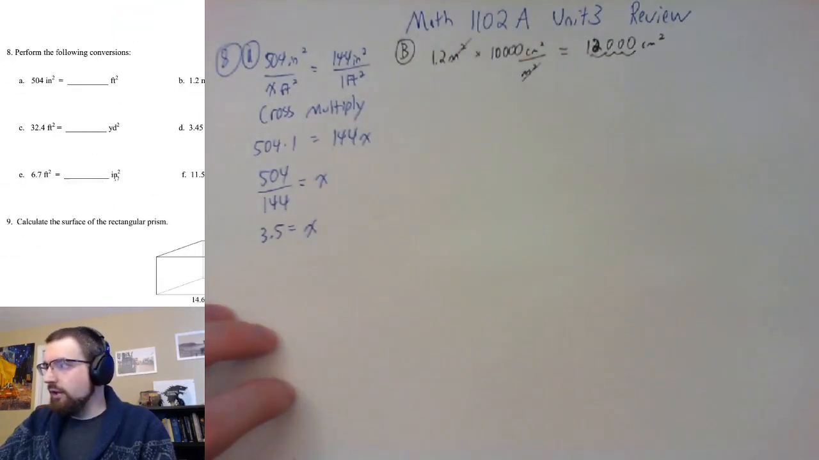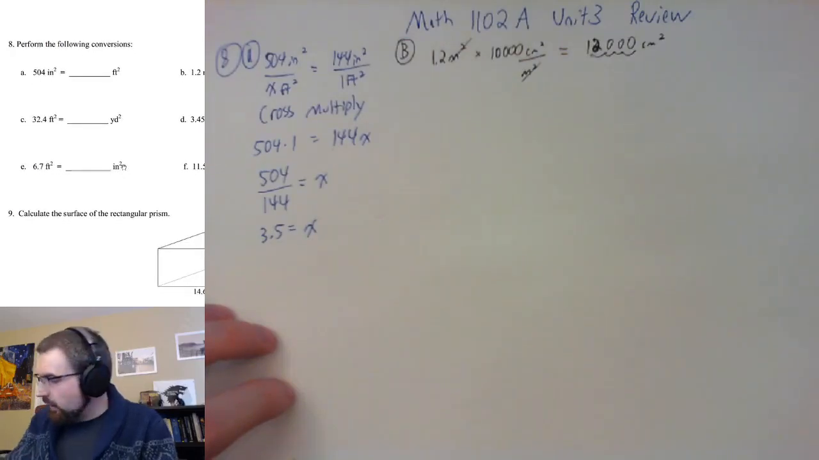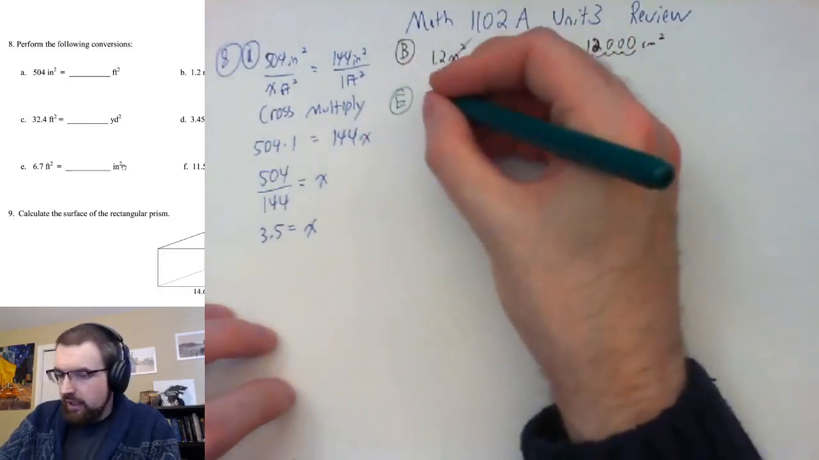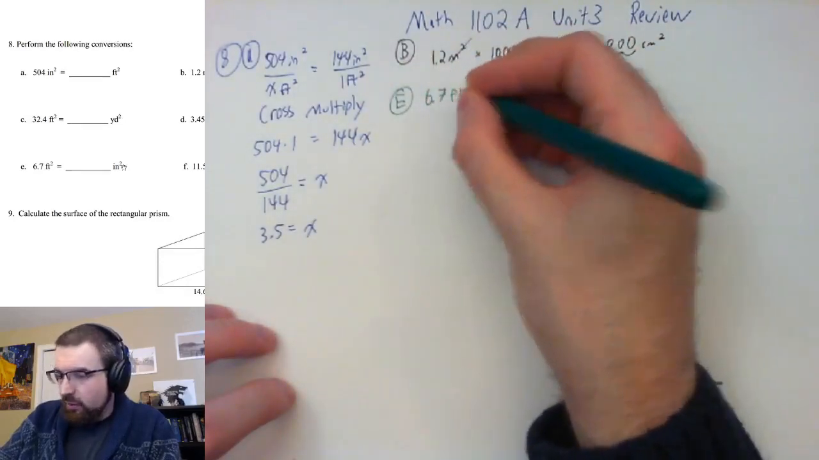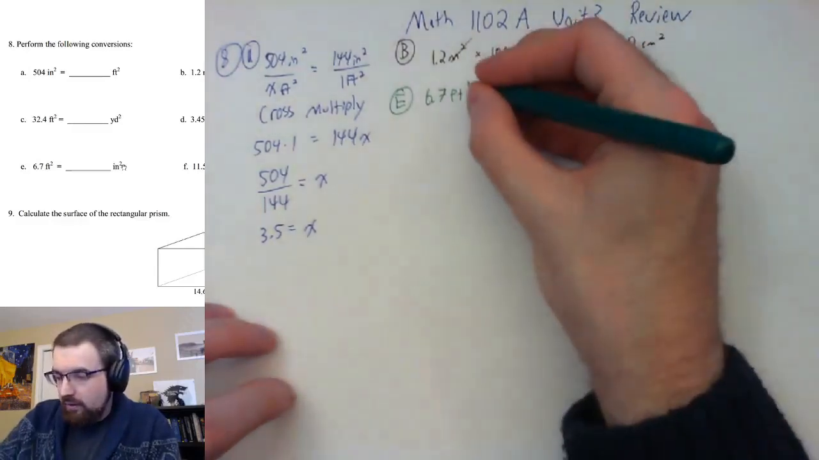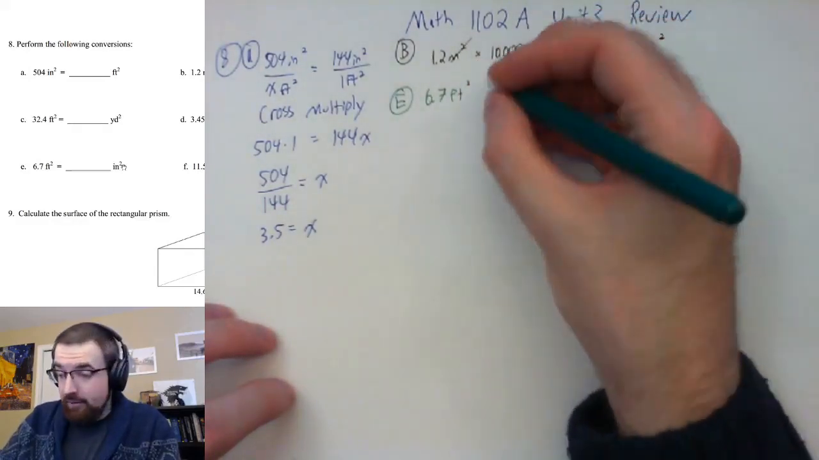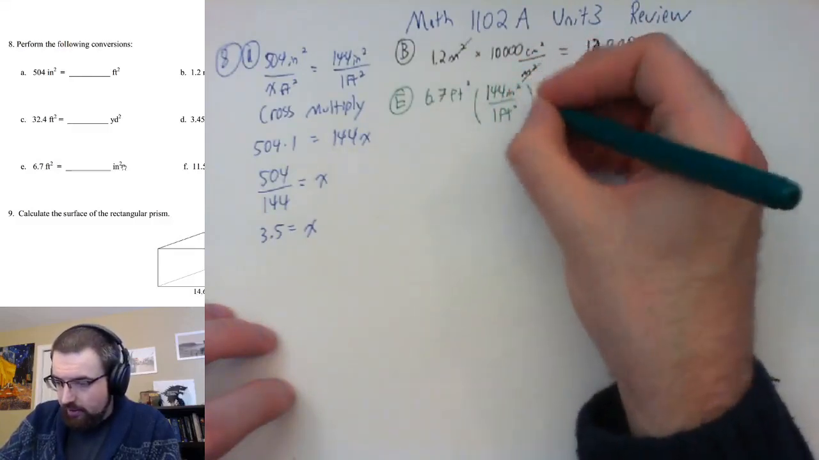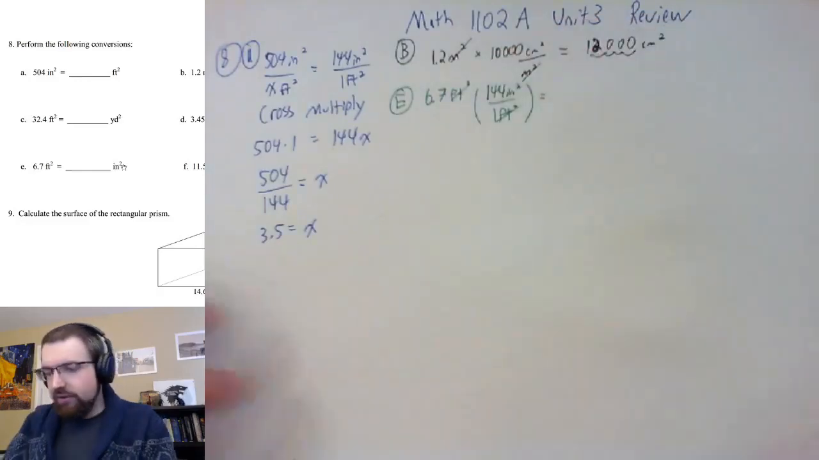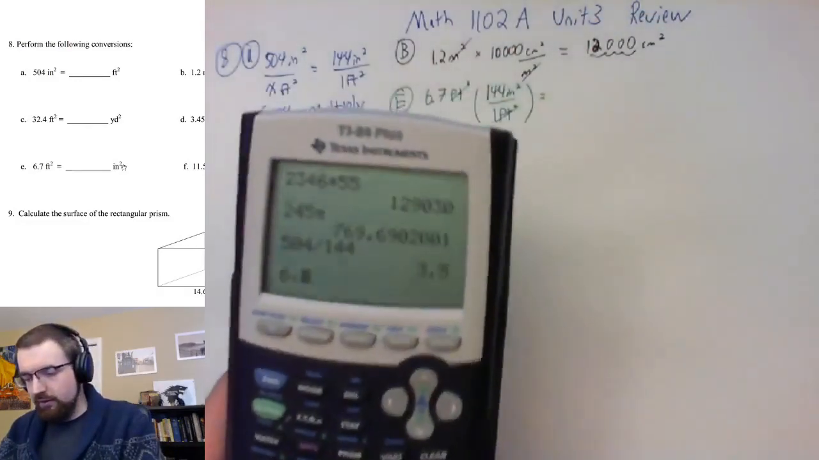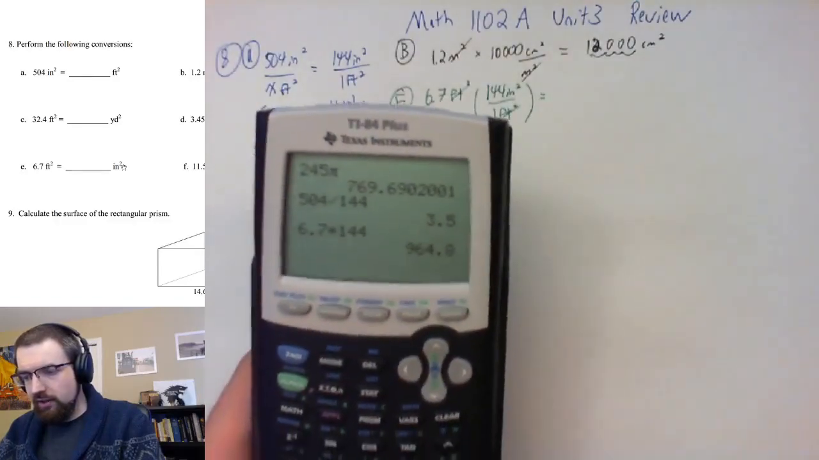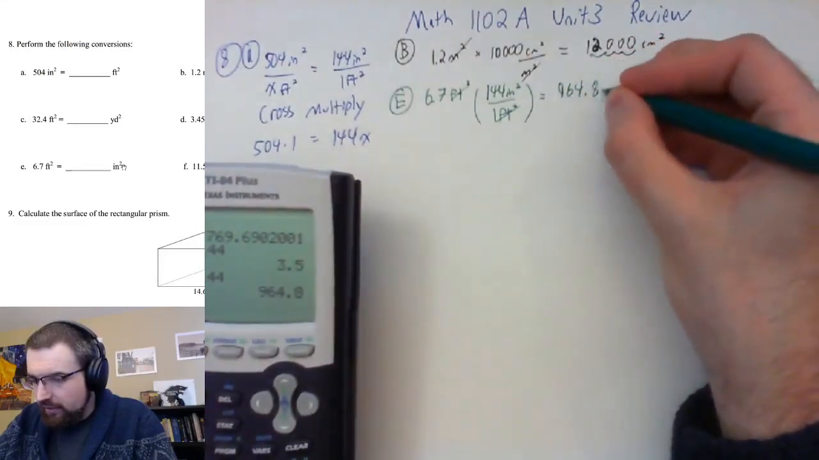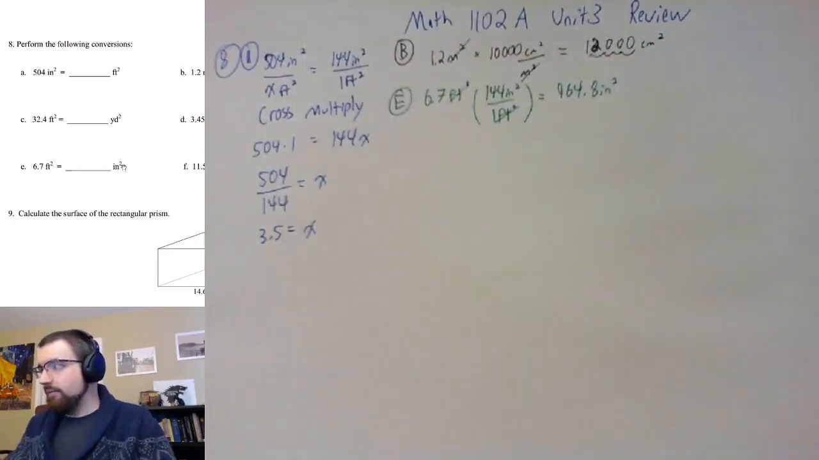Pop back over to the review sheet. Right, so for E, I'll go ahead and do E next. E is going to be 6.7 feet squared. And now we're going to multiply it to get it into inches squared, times 144 inches squared per 1 foot squared. Feet cancel with feet. We're left with 6.7 times 144, which is going to be 964.8. 964.8 square inches.